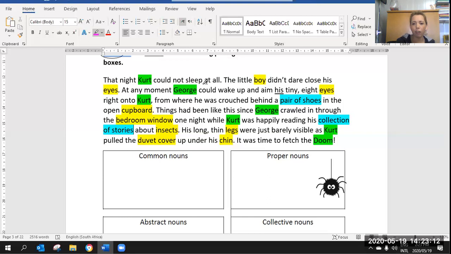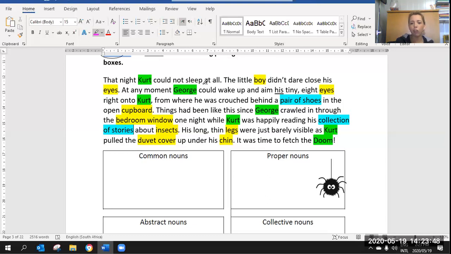"The little boy didn't dare close his eyes. At any moment, George could wake up and aim his tiny eyes right onto Kurt, from where he was crouched behind a pair of shoes in the open cupboard." So crouched, girls and boys, crouched is what a tiger or a leopard does just before it jumps out. It usually sits back on its hind legs. You can also hide behind something, crouching, making yourself a bit smaller, getting ready to pounce possibly, or just hiding, a crouching position, usually on the back of the legs. Behind a pair of shoes in the open cupboard.